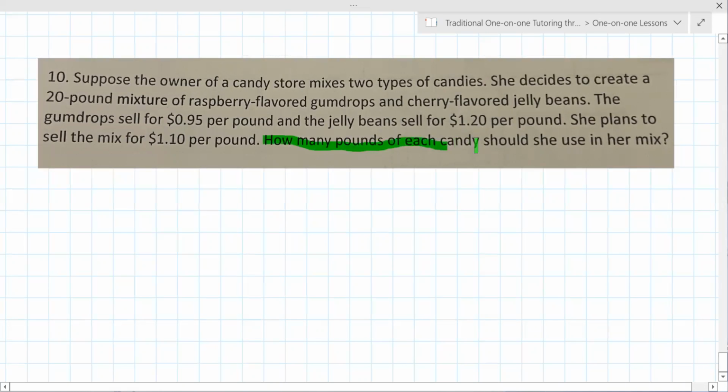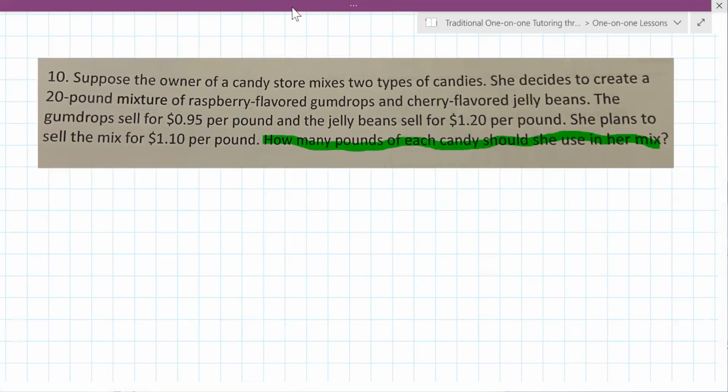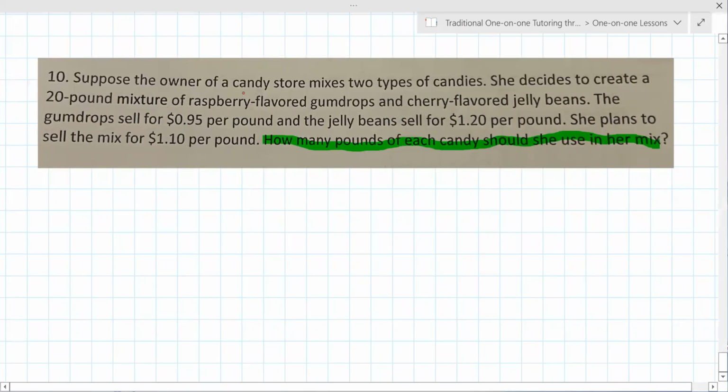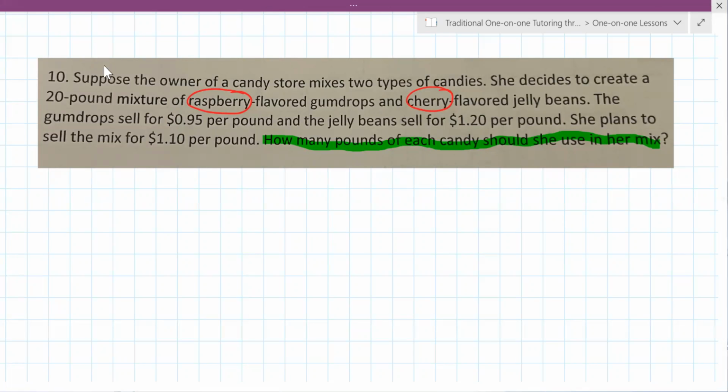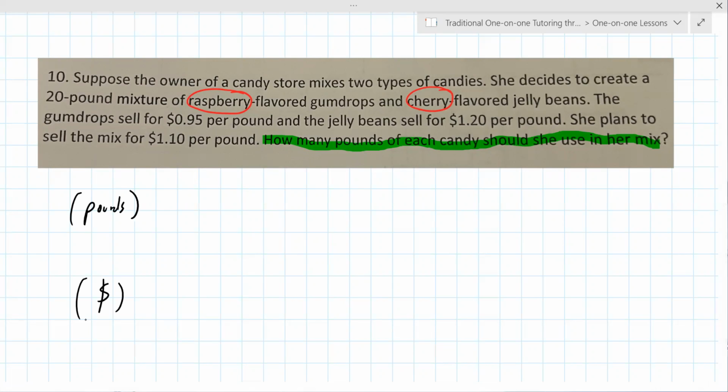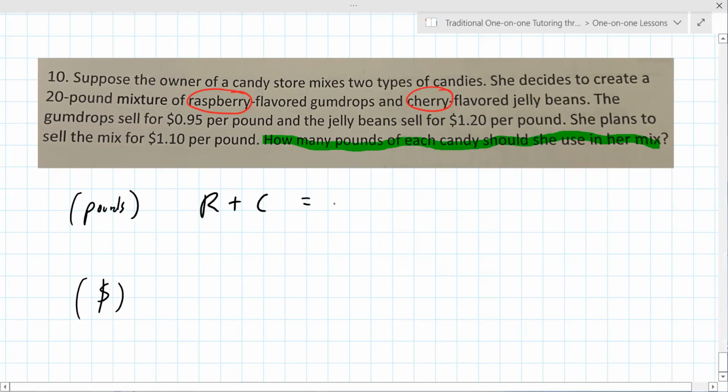So the question always tells you the variables, the pounds of each candy. If you go back and look, there's raspberry and cherry flavored. So those are your two variables. The question almost always tells you the variables. In this one, there's what I'll call a pounds equation, and then there's a money equation. Pretty sure you can come up with the pounds equation. The money one's a little bit harder to come up with, but give me the pounds one. R plus C equals 20.